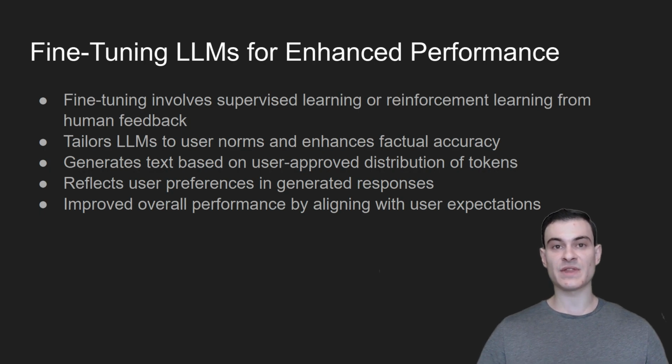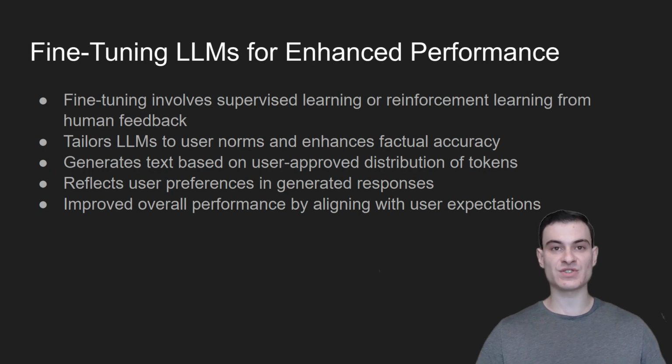It's important to know that most LLMs are fine-tuned after their initial training on a textual corpus. This fine-tuning can involve supervised learning on a specialized dataset or reinforcement learning with human feedback. Fine-tuning with human feedback is especially powerful, as it can help tailor the model's responses to better match user norms, reduce harmful language, enhance factual accuracy, and prevent fabricated information.